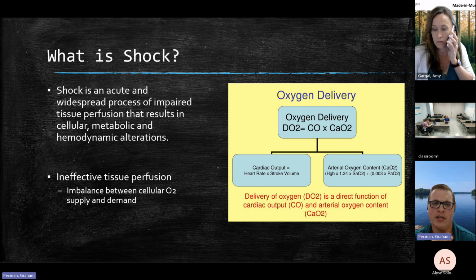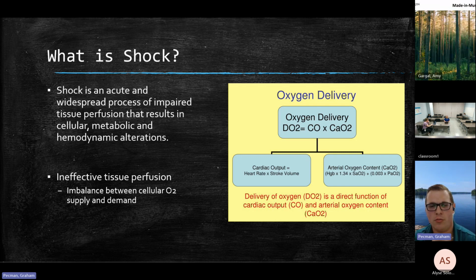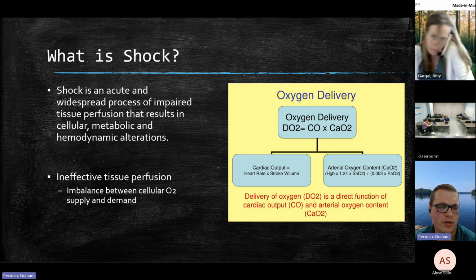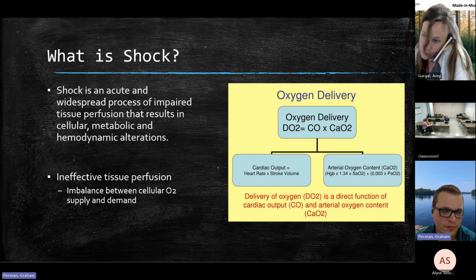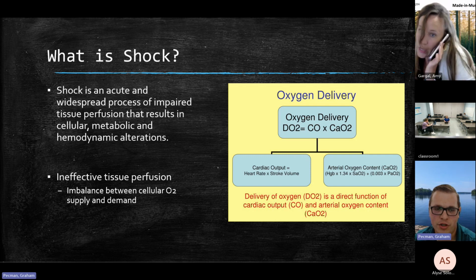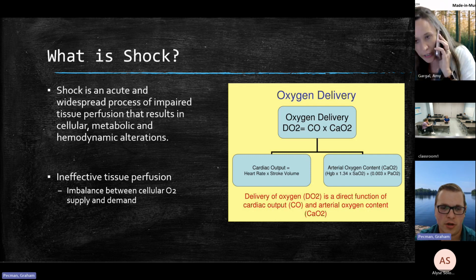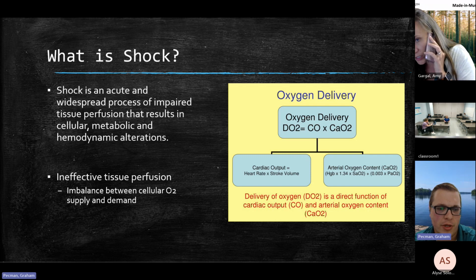So just as a review, the different types of shock all speak to this general idea of a shock state, which is, in the most general sense, a mismatch between cellular demand and supply of oxygen. This results in an acute, widespread process of impaired tissue perfusion, which results in hemodynamic alterations. And depending on the type of shock, you're going to have different hemodynamic consequences.